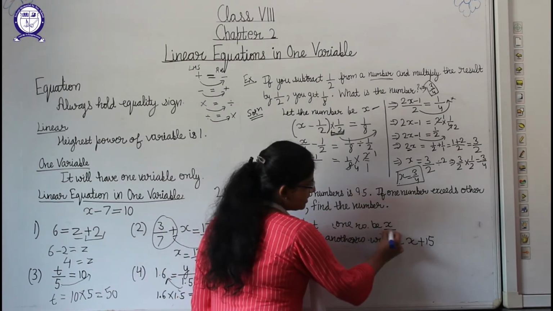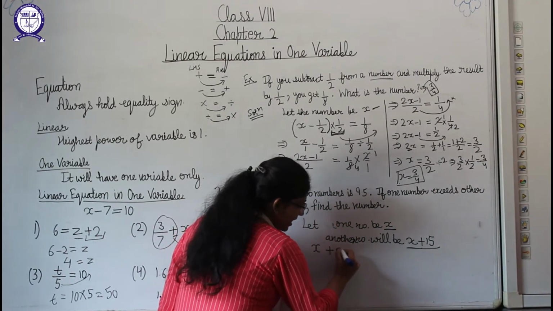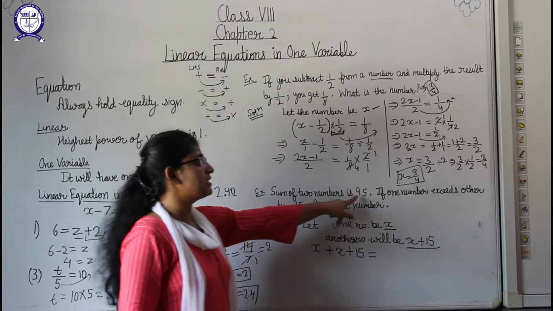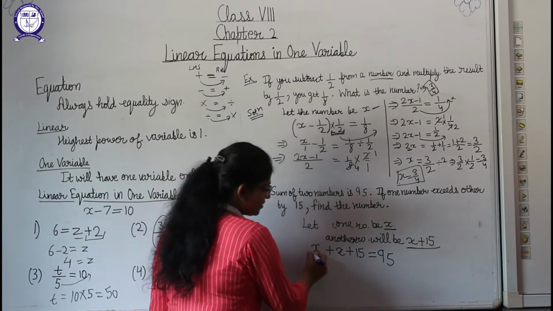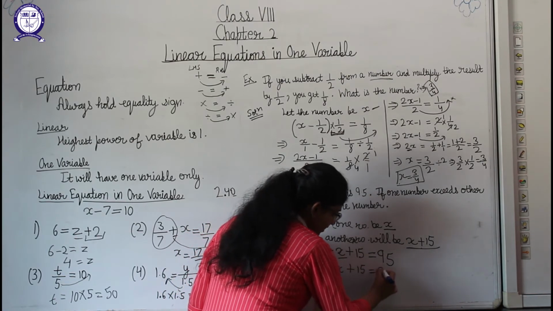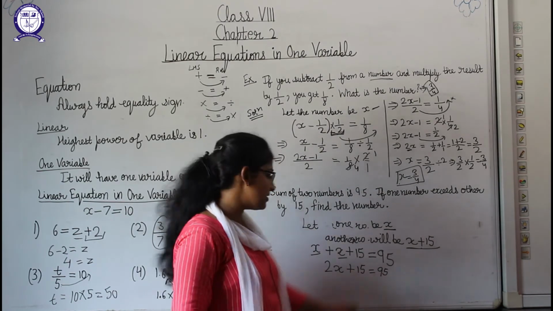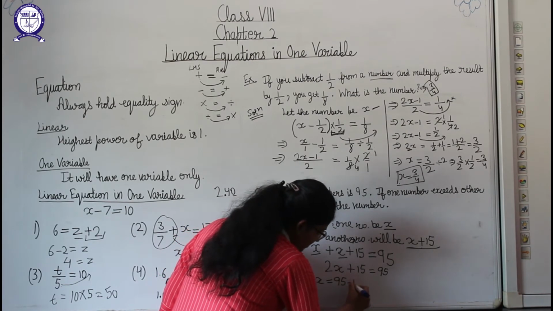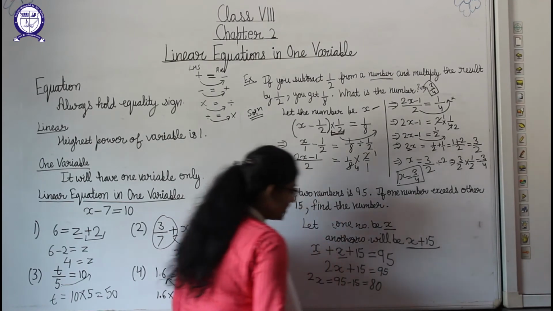Okay, and it is said that the sum of two numbers is 95. So one number is this and the other number is this, so we will add them. So x plus x plus 15 will be equal to 95, since the sum of the two numbers is 95. Okay, now x plus x will be 2x, plus 15 equals 95. Now 15 is being added here, so on that side it will be subtracted. So 2x is equal to 95 minus 15. So what will we get? We will get 80. 95 minus 15 is 80.